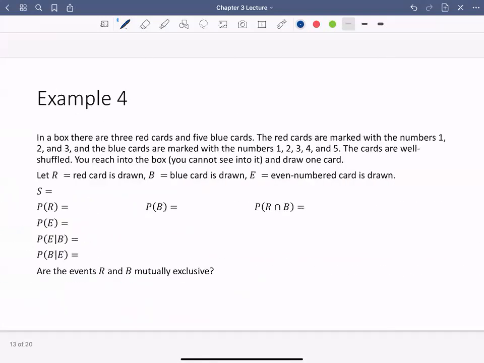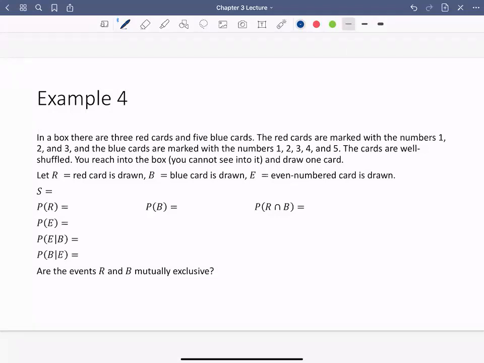All right, next example. It says, in a box, there are 3 red cards and 5 blue cards. The red cards are marked with the numbers 1, 2, and 3, and the blue cards are marked with the numbers 1, 2, 3, 4, and 5. The cards are well shuffled. You reach into the box, you cannot see into it, and you draw 1 card.